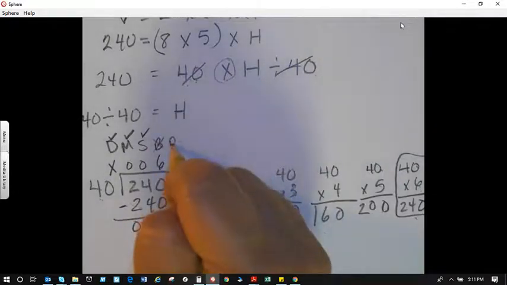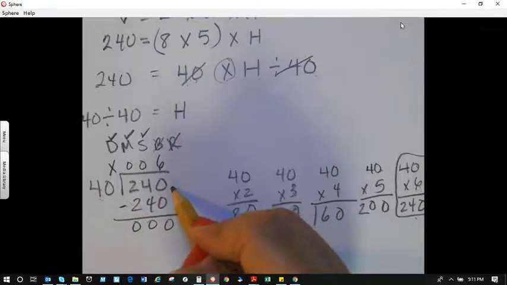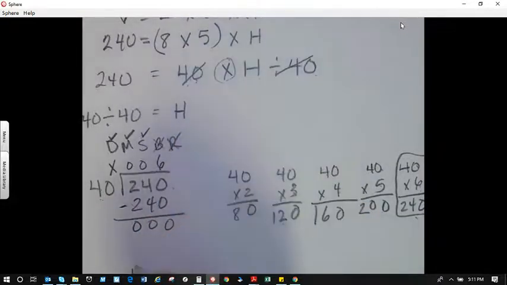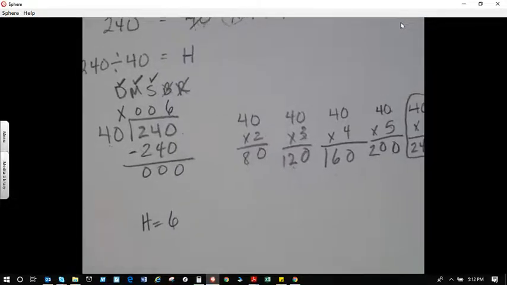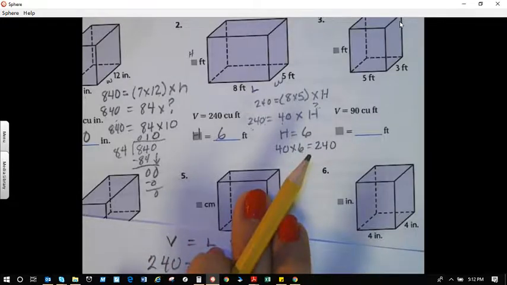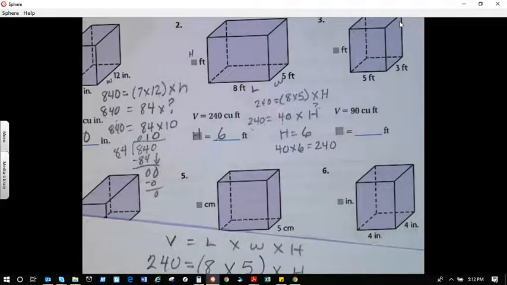And I don't have to repeat it because I'm at the end. And so my answer, H equals 6. And so that is my answer. All right. Anytime you need to pause it or step back, you may do so. And so I had H equals 6. Let's look at number 3.